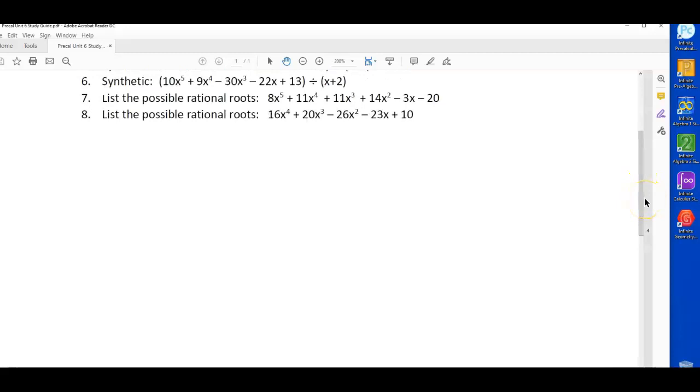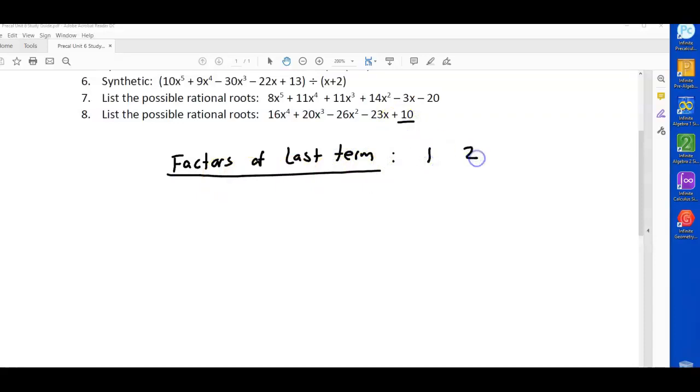List the possible rational roots. Now we only want to do the possible roots on this. I'm not going to ask you to find the actual roots here, just the possible ones. So to do that, we're going to start by listing our factors of the last term. So what are the numbers that go into the last term? 10 in other words. Well, 1 goes into 10, 2 goes into 10, 5 goes into 10, and 10 goes into 10, and that's all the factors of 10.